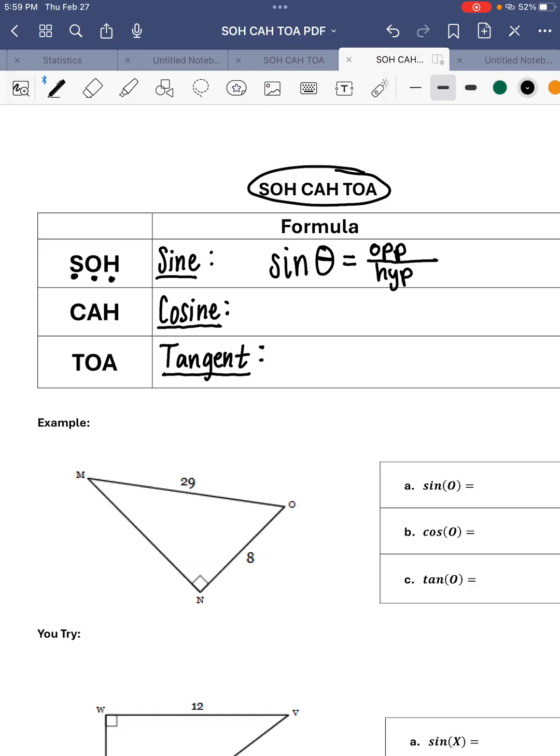All right, let's do cosine, or CAH. The C in CAH is for cosine. The A is for adjacent. And the H is for hypotenuse. Okay, finally, TOA. The T is for tangent. The O is for opposite. And the A is for adjacent. So SOH CAH TOA is just to help us remember the formulas for sine, cosine, and tangent.